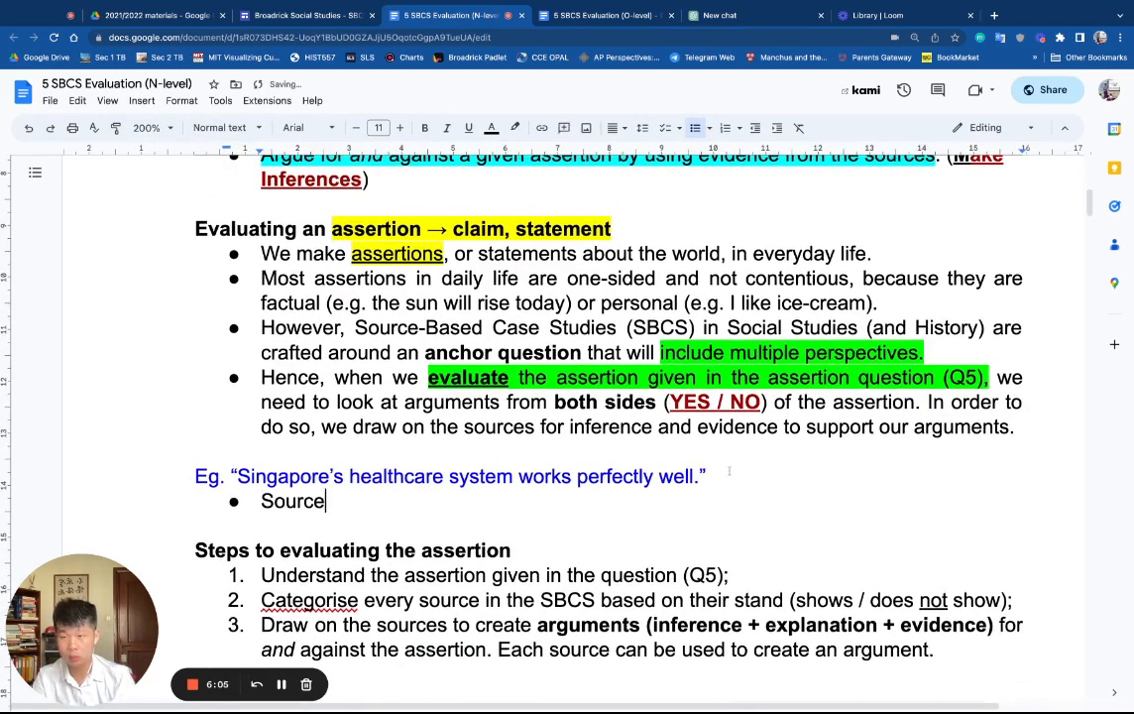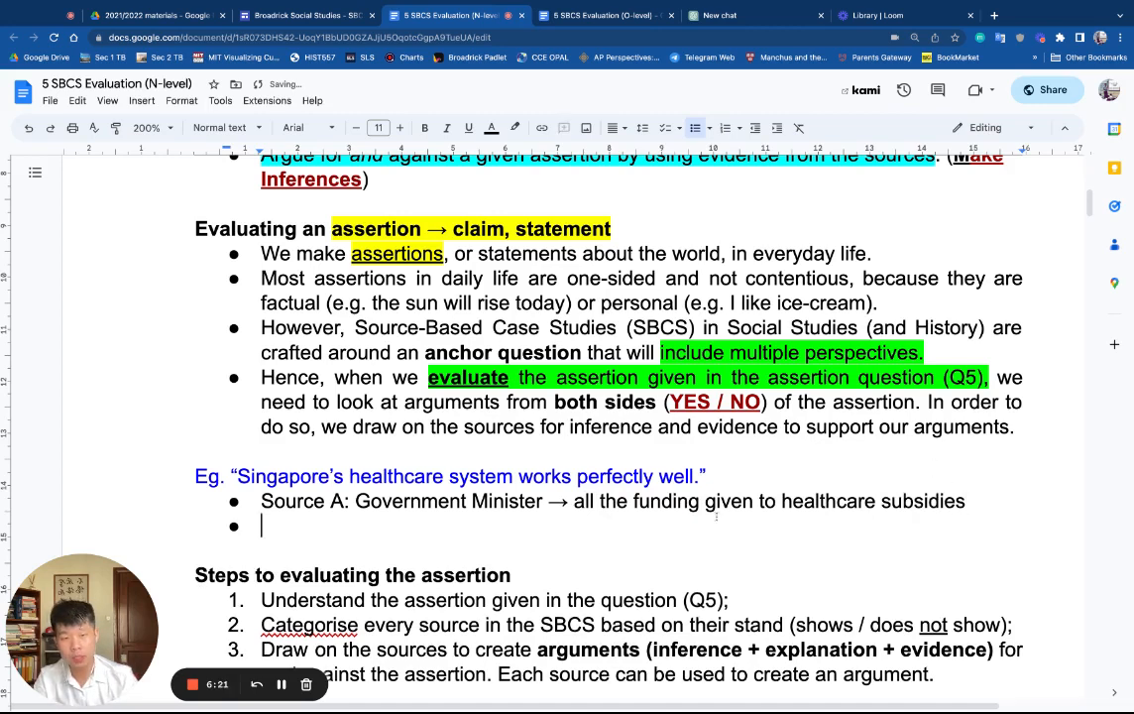Suppose source A were a government minister who talks about all the funding given to health care subsidies. This would be a yes or no source. Would it be works well, doesn't work well? Is it a yes or no source?